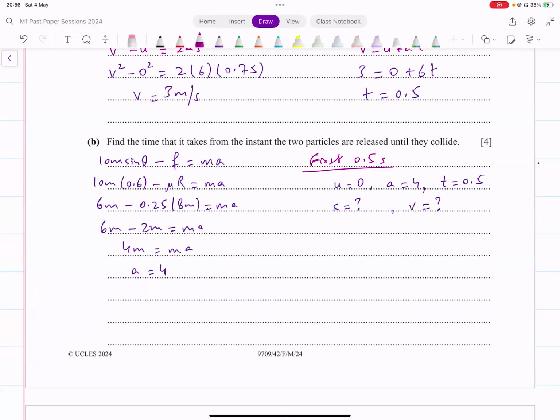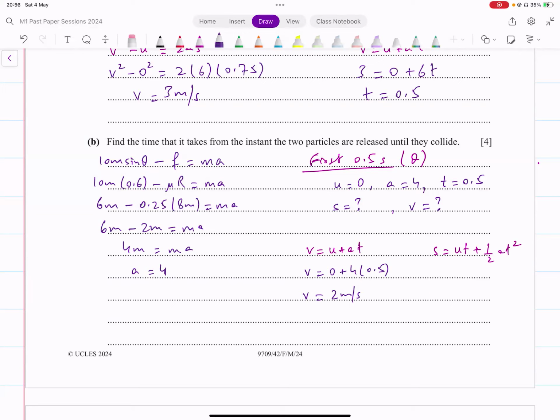Let's figure this out. V equals U plus AT. We can use that to find the final velocity. Let's see what that turns out to be. After 0.5 seconds, the velocity of Q, so we're talking about Q here, right? Particle Q. V equals 0 plus 4 times 0.5. So after 0.5 seconds, this is the velocity of the particle Q. And how much distance has it traveled? S equals ut plus half at square. Yeah, we can use that.